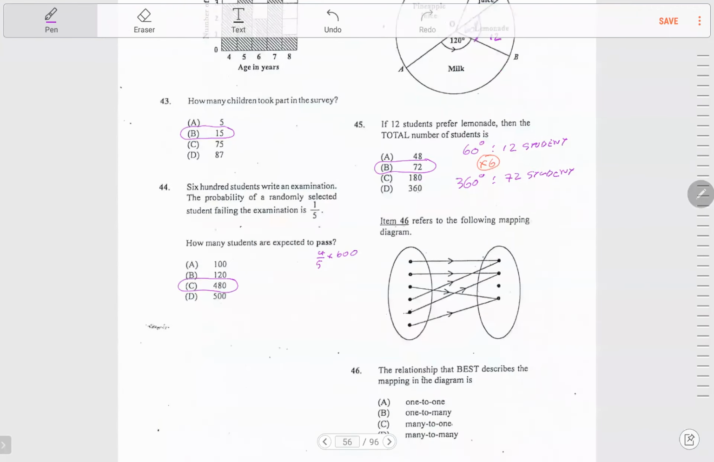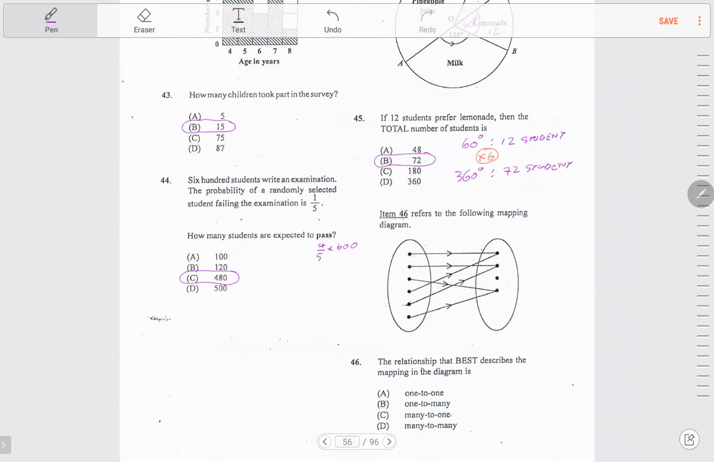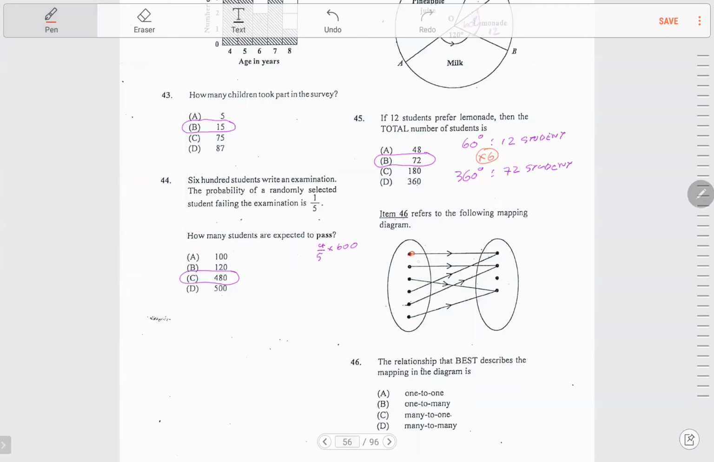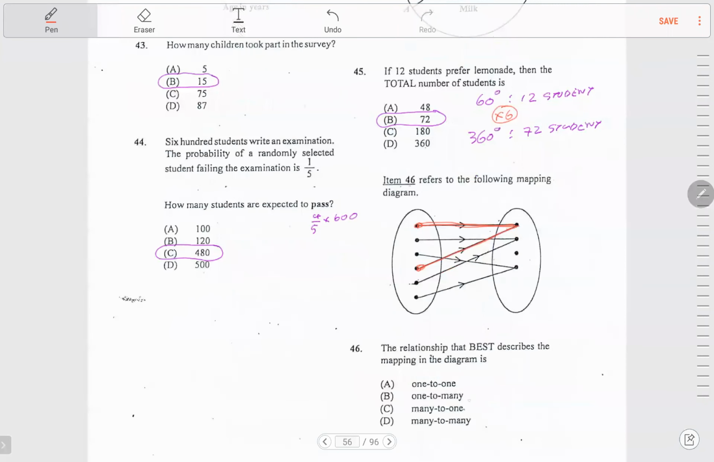This one again is a many to one, because you have many mapping to one. All right, so we did that one, and the answer is many to one. This time it is C. I think the last time it was B, but many to one is the answer.